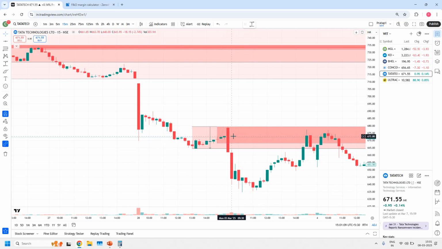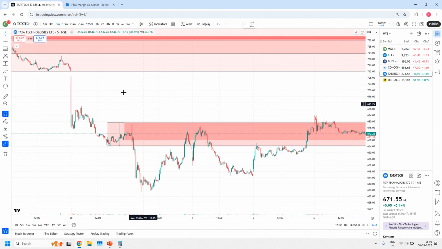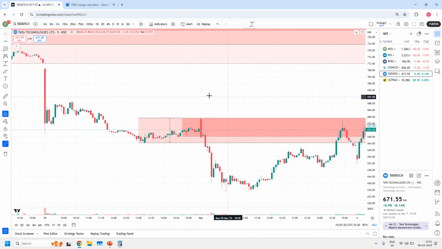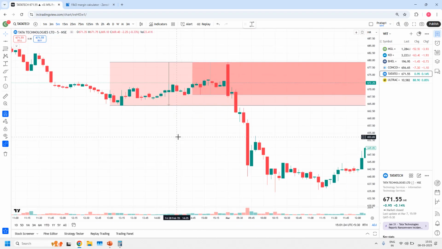If you don't get a fine-tuned 5 minute zone, there are higher chances the zone will be violated and you can't plan a trade. Go to the 5 minutes time frame. Check in this area. Is it having a fine-tuned 5 minute zone? Yes, here you have a drop base. A drop is there.